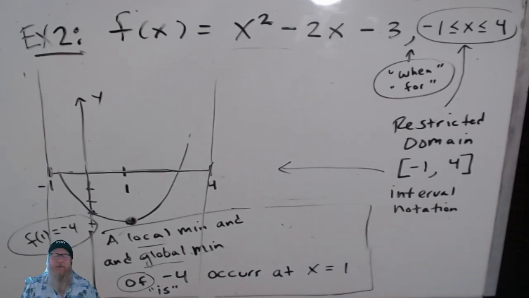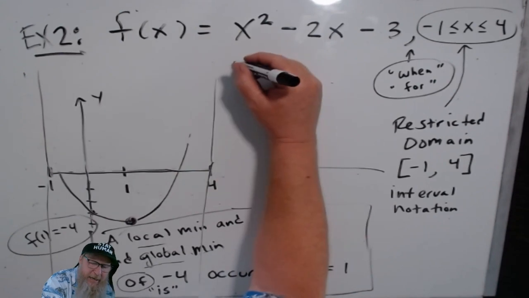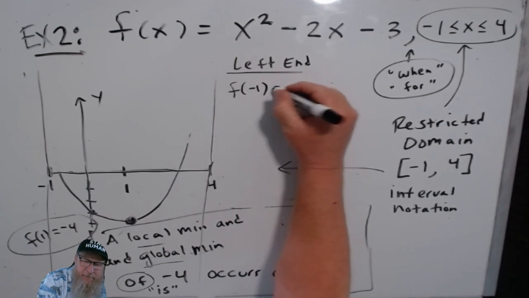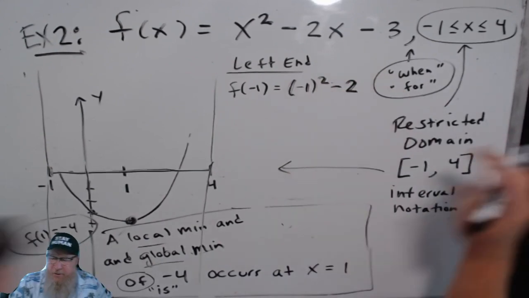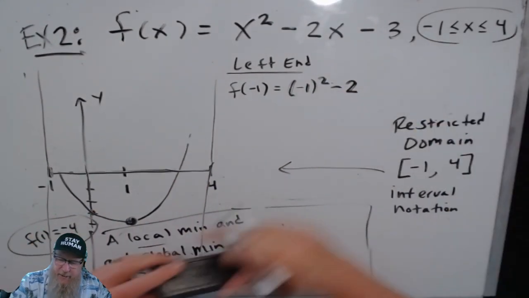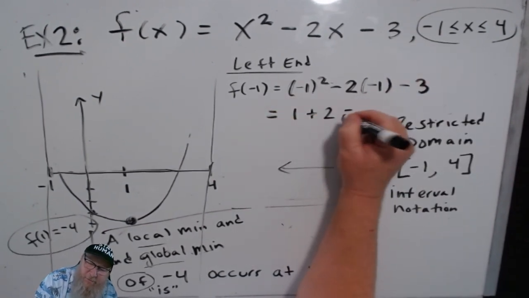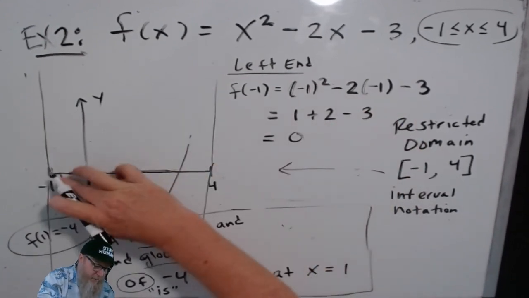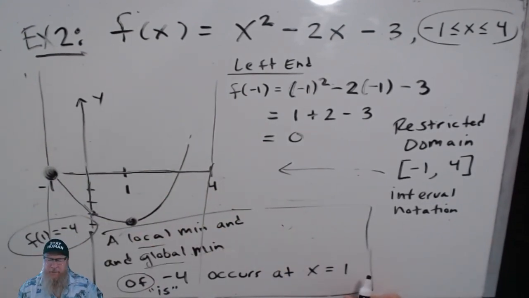So let's now do example 2 with the restricted domain. We have to plug in the endpoints. So this is what we call the left end. F of -1. So that'll be -1 squared minus 2 times -1 minus 3, which is 1 plus 2 minus 3, which is 0. So that dot's right there at 0.